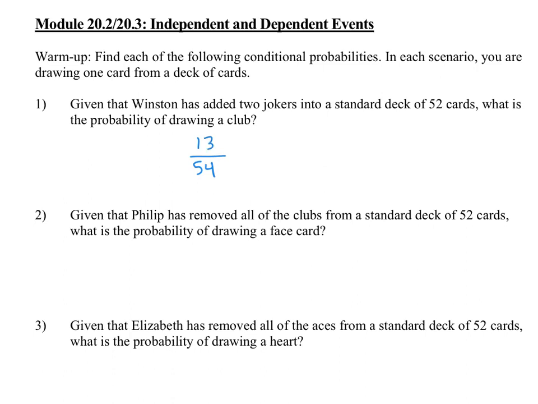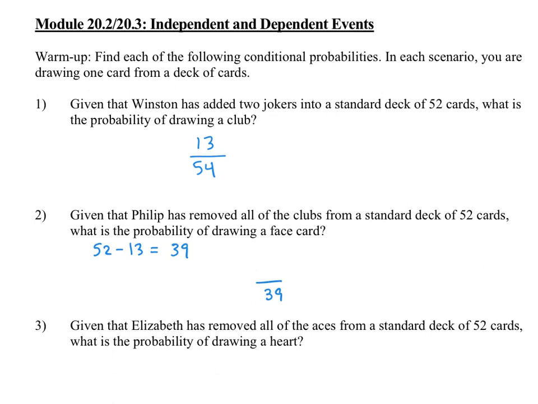Number 2. Given that Philip has removed all of the clubs from a standard deck of 52 cards, what is the probability of drawing a face card? So we don't have the jokers in. It's the standard deck of 52 cards. There are now no longer any clubs, so we have to figure out how many cards are left if we take out 13 clubs. That would be 39. Out of those 39 cards, what's the probability of drawing a face card?